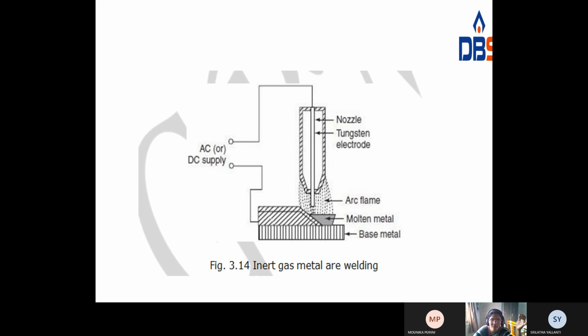Okay, so this is the inert gas metal arc welding. Here this is the nozzle, this is the tungsten electrode. Through this nozzle you have to place either argon or beryllium gas. This is the molten metal, this is the flame, and this is the base metal. By using this molten metal you have the weld. You have to give either a DC supply or an AC supply. This is the inert gas metal arc welding.